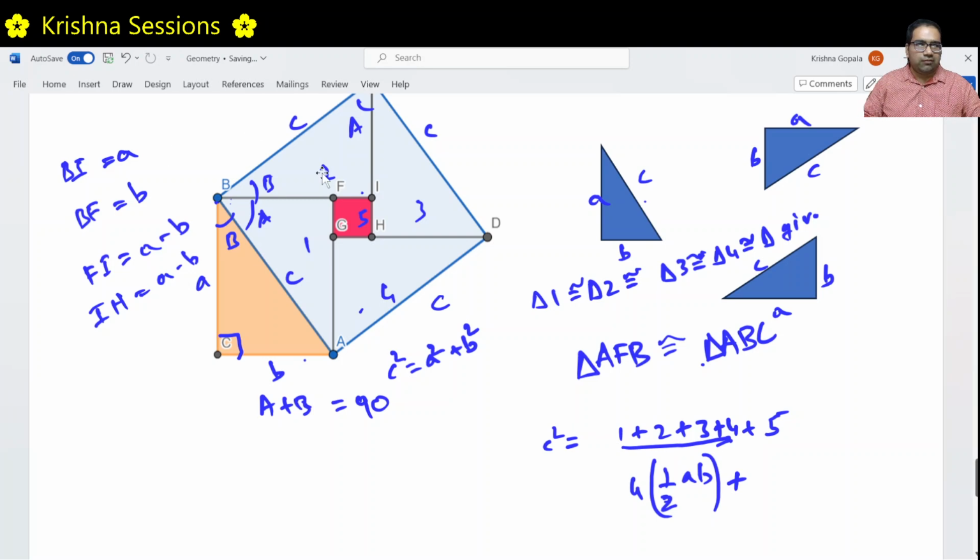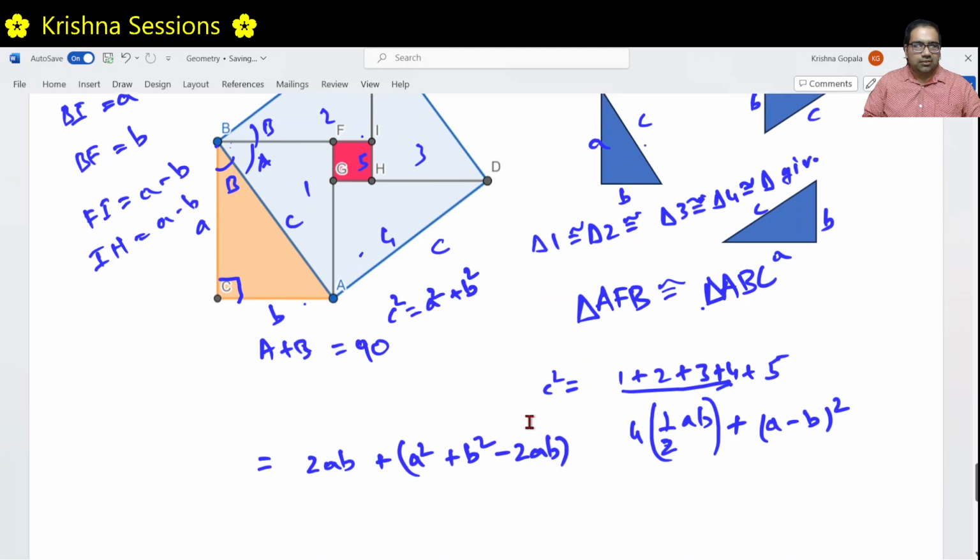What is the fifth one? The fifth one we just discussed. This is a square and the side is A minus B, and the area is A minus B whole square. Now what is this? 4 into half AB, which is equal to 2AB, plus A square plus B square minus 2AB. Right, A minus B whole square, right?